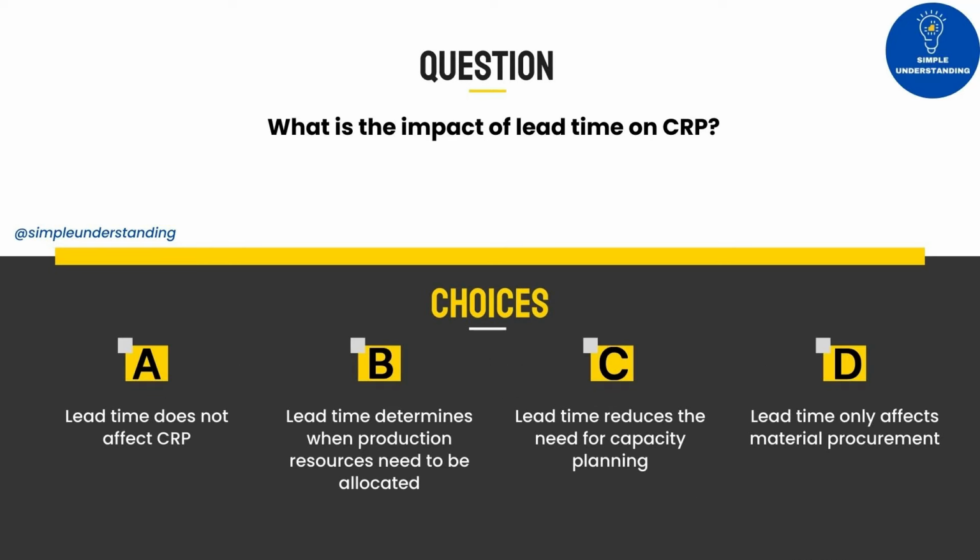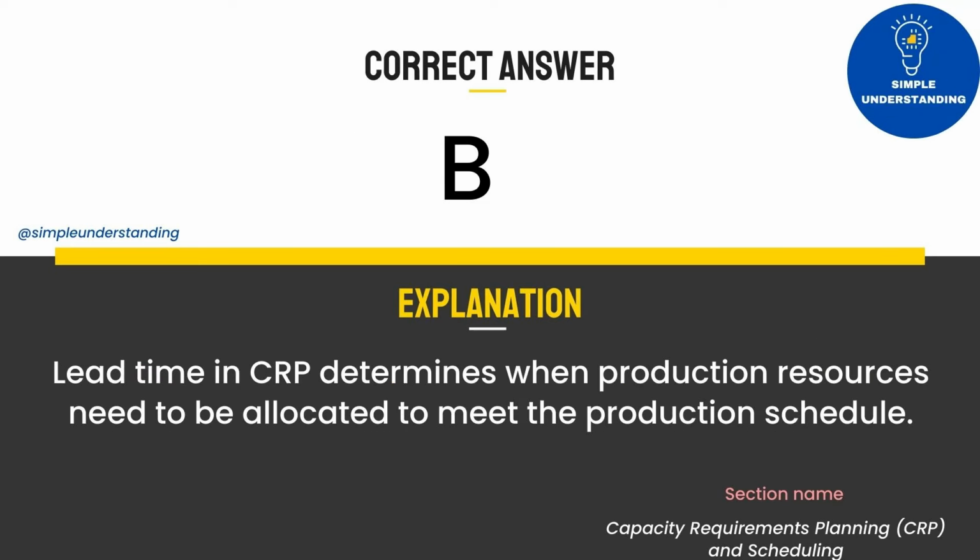8. What is the impact of lead time on CRP? A. Lead time does not affect CRP. B. Lead time determines when production resources need to be allocated. C. Lead time reduces the need for capacity planning. D. Lead time only affects material procurement. Correct answer, B. Overall explanation: Lead time in CRP determines when production resources need to be allocated to meet the production schedule.